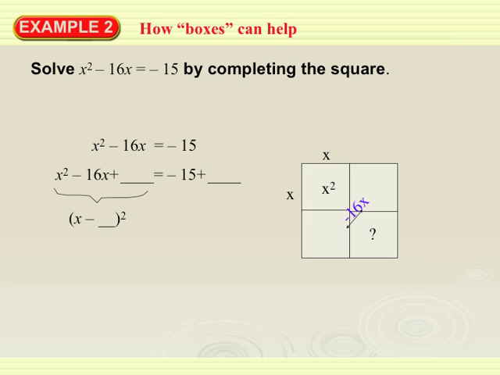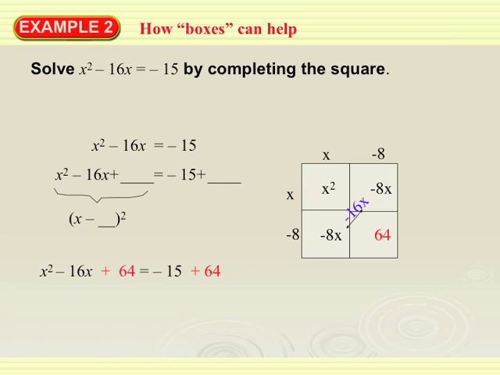So I know in my factoring that I'm going to need to have negative 8x and negative 8x. I take that negative 16x and I split it exactly in half, and half of it goes in each of those two boxes. Once I do that, I know that the factors around the outside need to be x and negative 8 and x and negative 8. And so the bottom right-hand corner needs to be 64, because negative 8 times negative 8 gives me positive 64. That's how I decide what to add to both sides. I'm adding 64 to both sides.